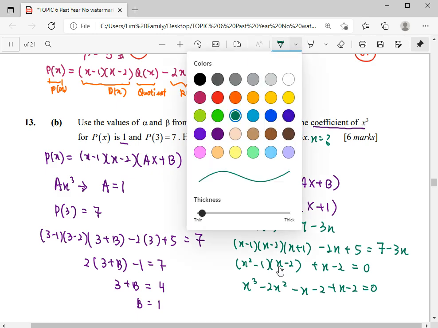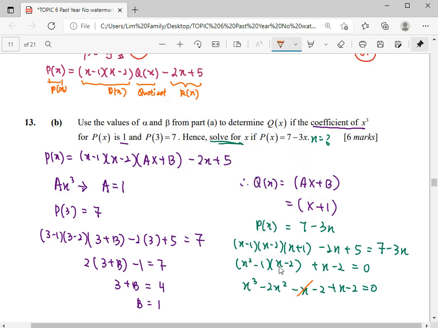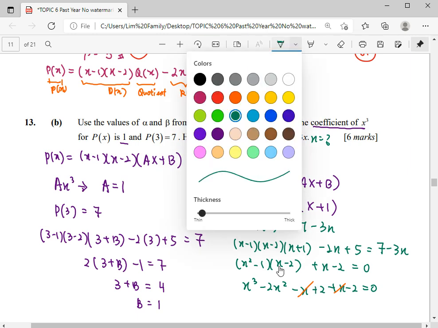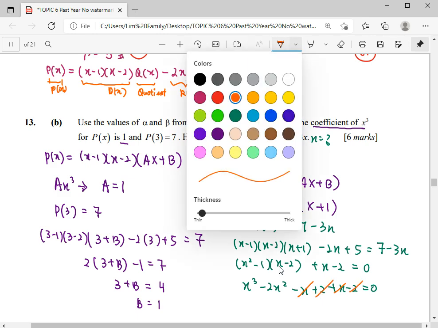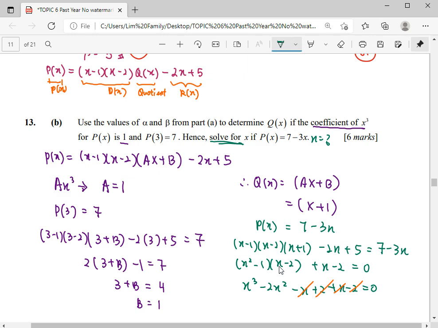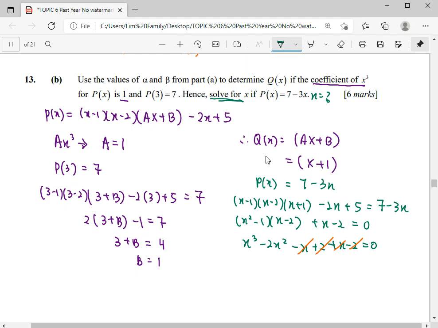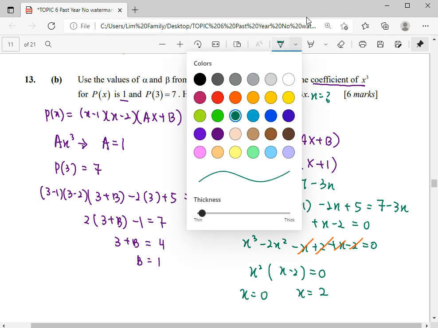So we can simplify here: negative x plus x is 0, and positive 2 with negative 2 can also be simplified. So lastly, our cubic equation is left with x cubed minus 2x squared only. So we factorize it, x squared times x minus 2. So we can find our roots: x is 0, x is 2. So this will be our solving.